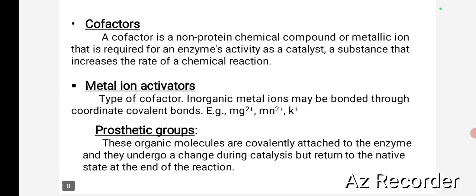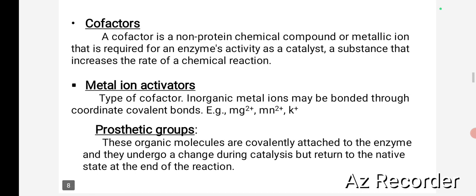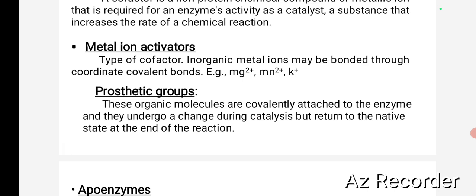Next, cofactors. A cofactor is a non-protein chemical compound or metallic ion that is required for enzymatic activity as a catalyst, a substance that increases the rate of a chemical reaction. Next, move on to metal ion activators. Type of cofactors: inorganic metal ions may be bonded through coordinate covalent bonds, example Mg2+, Mn2+, K+.